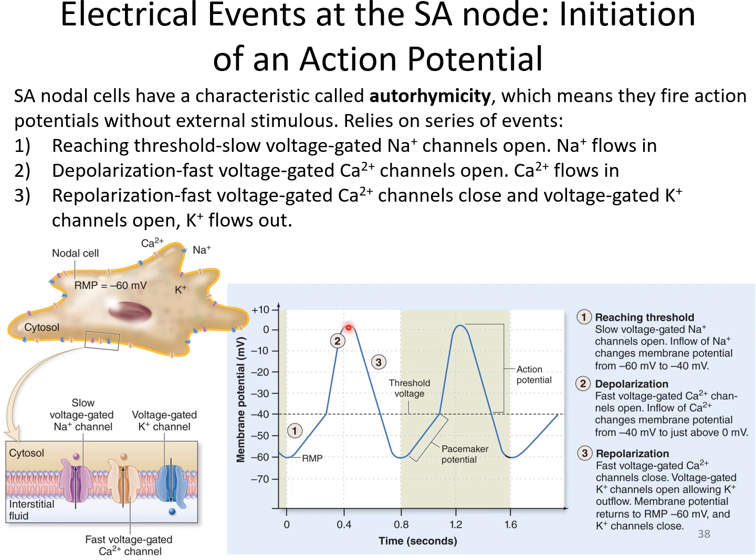And then the fast voltage calcium channels are going to close. So about this point, they've closed. So no more calcium is coming into the cell. So it's not going to continue to rise up and up and up because we don't have any more positive ions coming into the cell.